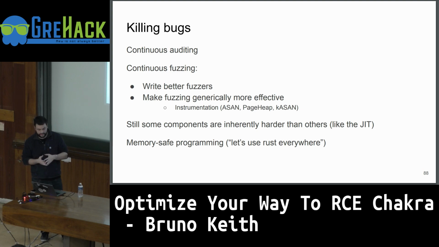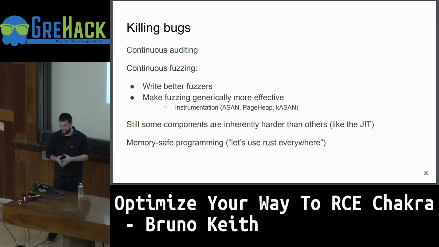There are two main things where improvement can be made. Write better fuzzers. That's super generic, but I believe fuzzers can always be improved. And also make fuzzing generically more effective. Here, that's the work that has to be done with instrumentation such as ASAN, page heap, kernel ASAN, that sort of stuff. Still, at the end of the day, you have some components that are inherently harder than others to fuzz and look at. That's the case of JIT compilers, for example.